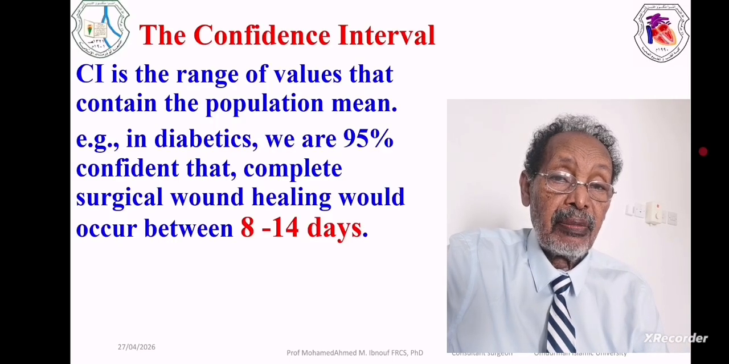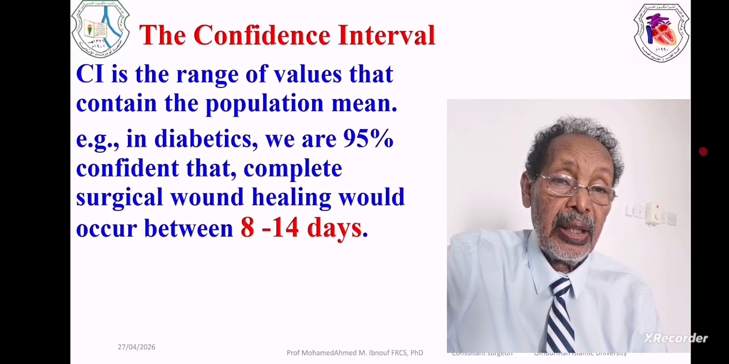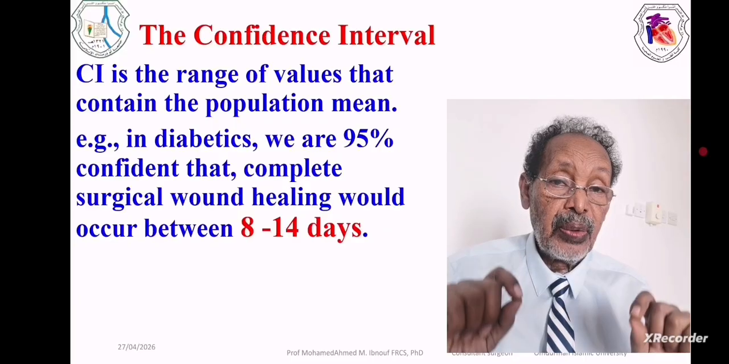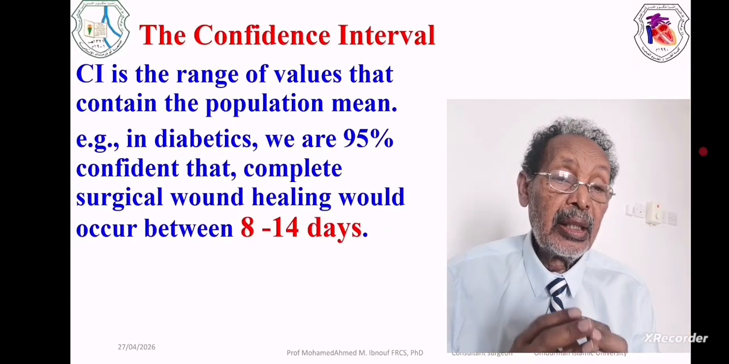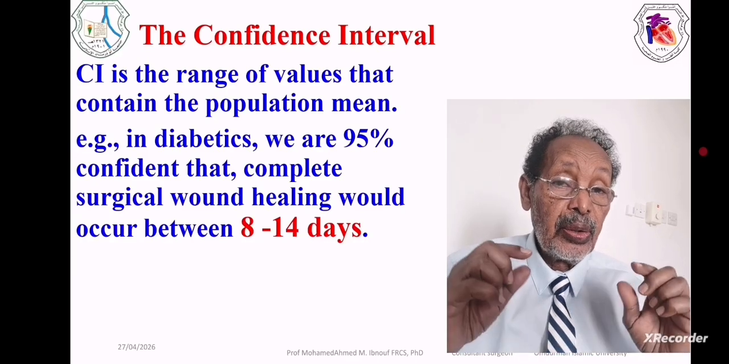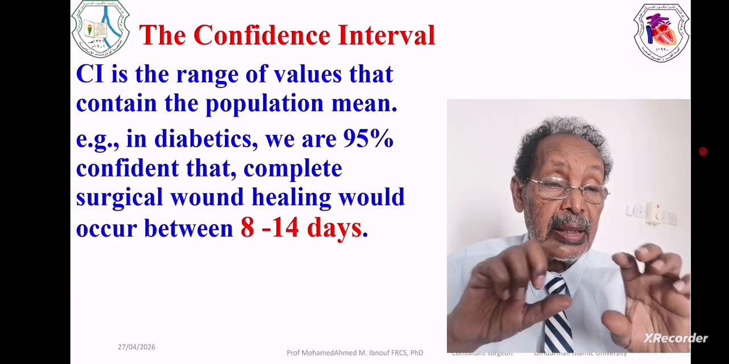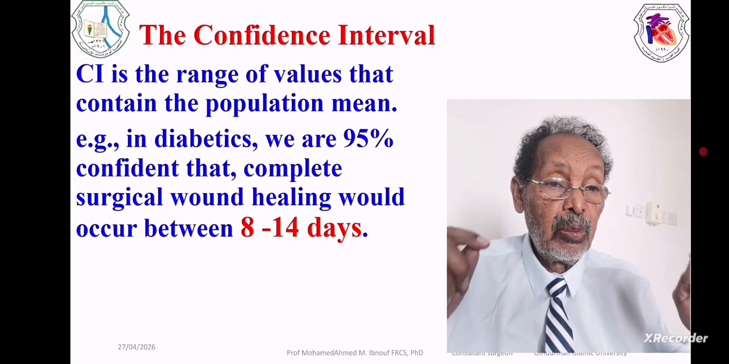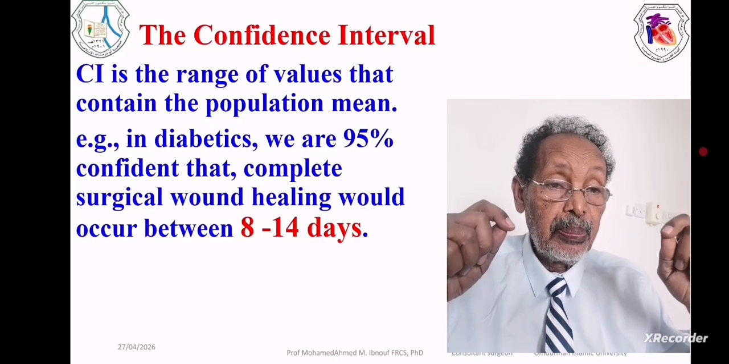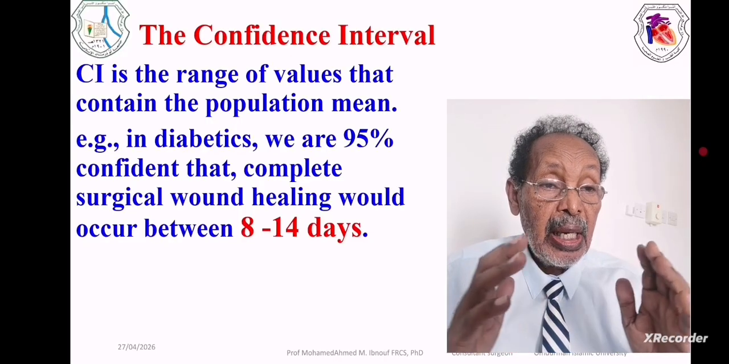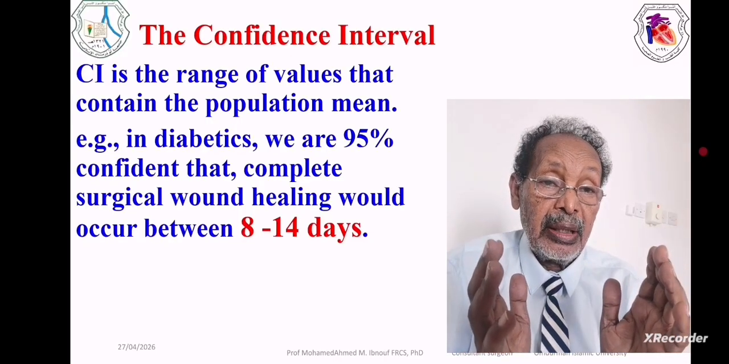The confidence interval is a range of values that contain the population mean. It is a range of values that most probably, with very high probability, contains the population mean and the data around the mean.